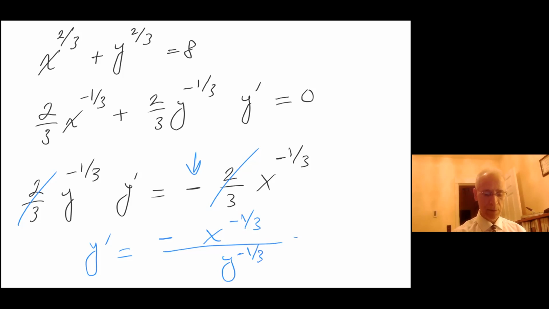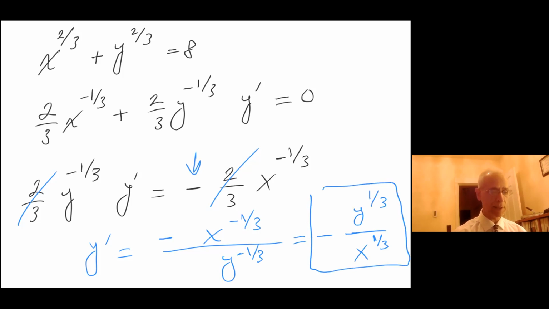And that equals minus y to the -1/3. I'm going to put it in the numerator as y to the 1/3, and x to the -1/3, I'm going to put in the denominator, x to the positive 1/3. So that is my y prime. And so now I'm going to go ahead and set that equal to -1. So here I have minus y to the 1/3 over x to the 1/3 equals -1.